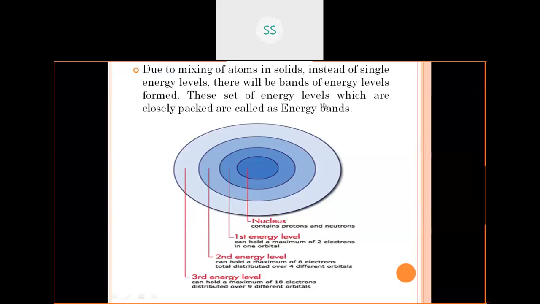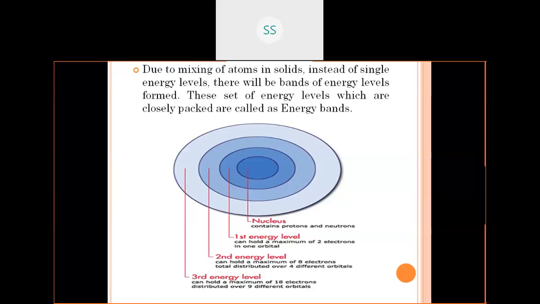And these sets of energy levels which are closely packed are known as energy bands. So what are energy bands? Energy bands are nothing but sets of energy levels which are closely packed. If the atom is an isolated atom, then it has energy levels and they are discrete in nature.